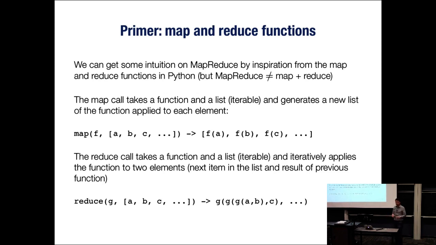Is there a question there? Isn't it the case that reduce takes three arguments, g, the list, and the initial element? Yeah.